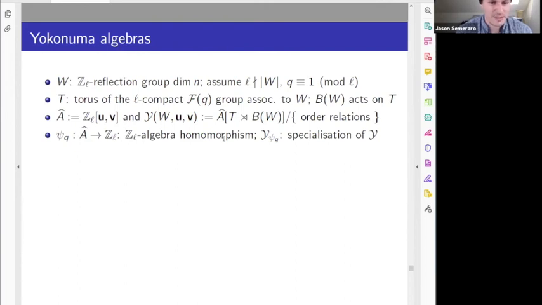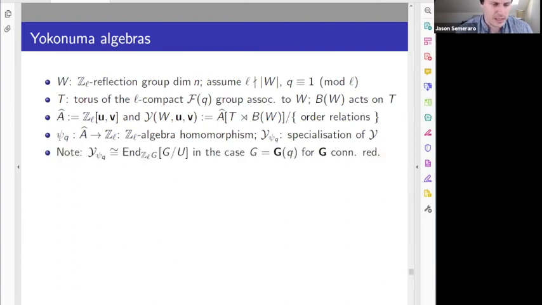But as for Hecke algebras, we can also specialize. If we take a Z-algebra homomorphism from this ring to Z_l, we can specialize Y accordingly, according to some algebra homomorphism defined perhaps in terms of q. And in this particular case, we recover exactly a slightly larger algebra defined in the case of finite groups. The Yokonuma-Hecke algebra is given as the endomorphism algebra of G/U rather than G/B, which is what you'd get for the Hecke algebra, in the case where G is a finite reductive group. So this is some enlargement of the Hecke algebra, if you like.